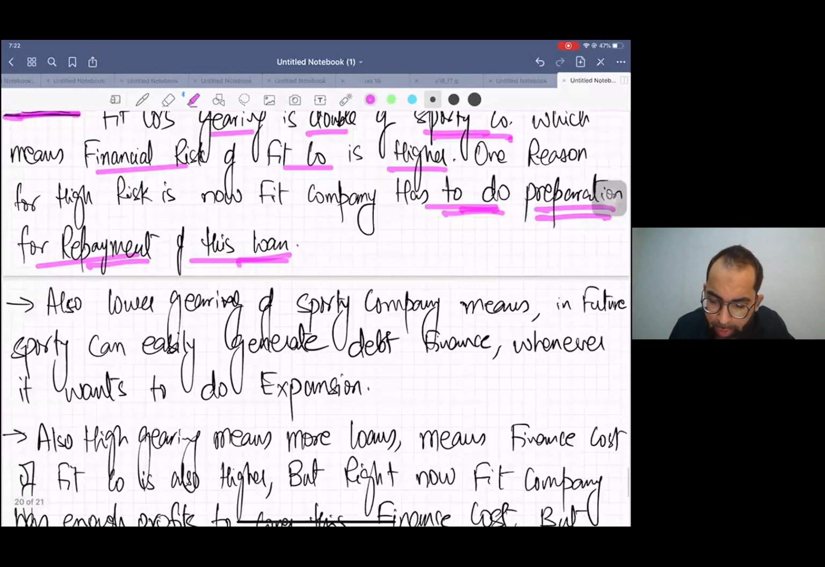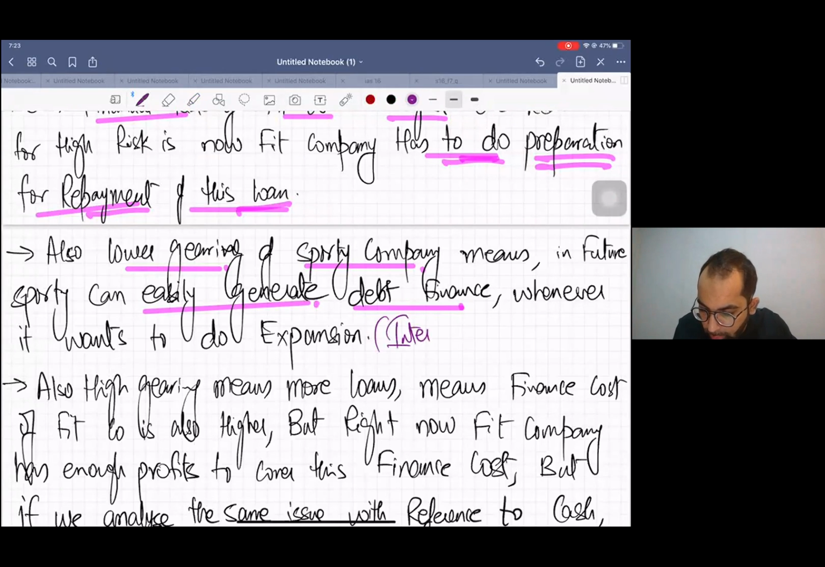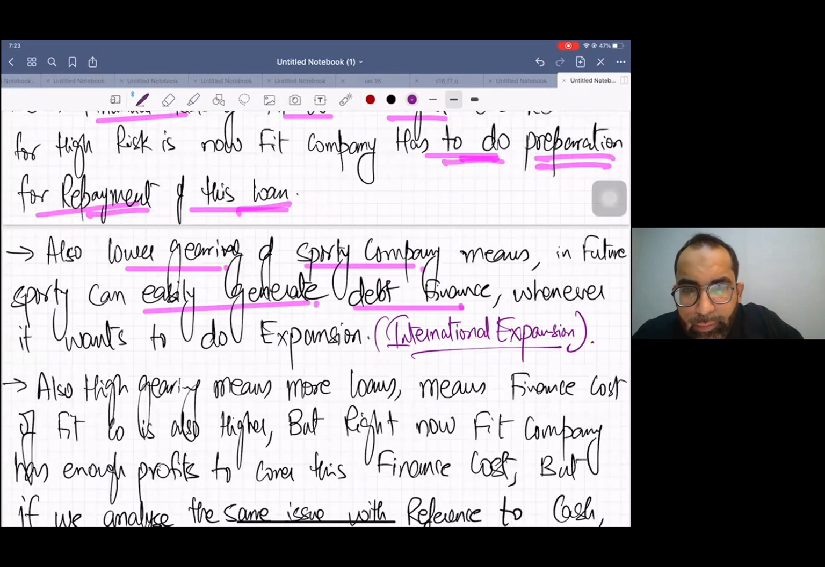Also, lower gearing of Sporty. I gave you the example of Pakistan, 60%. I hope you remember it. It means in future, Sporty company can easily generate debt finance whenever it wants to do expansion. You remember international expansion. Remember, international thing was written. So yes, this company is eligible.